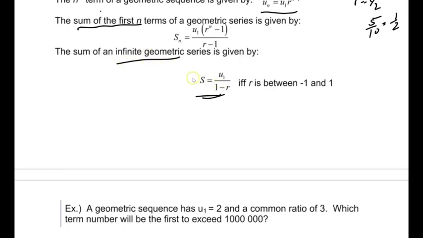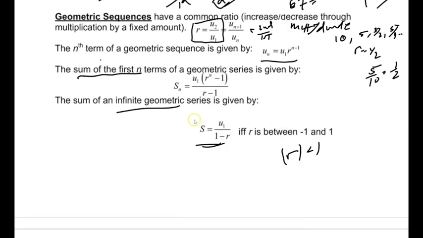It's a lot simpler, but it only works when the absolute value of r is less than 1. So if r is like 2, you can't do it. Right here I could do it, it's 1/2. But r has to be a small number between -1 and 1. But it's the same idea.